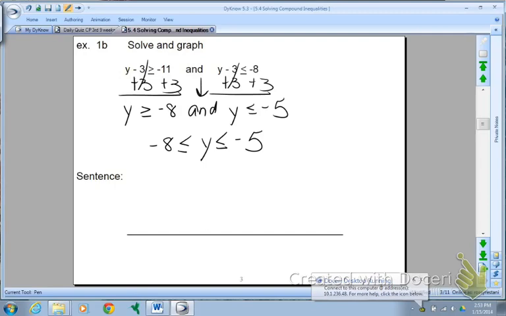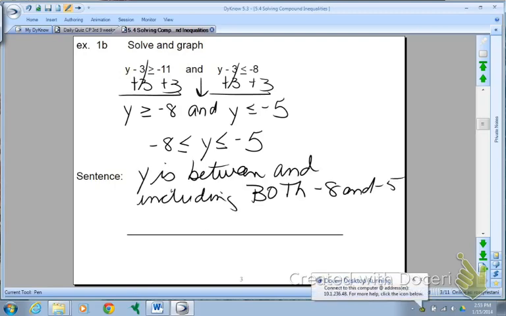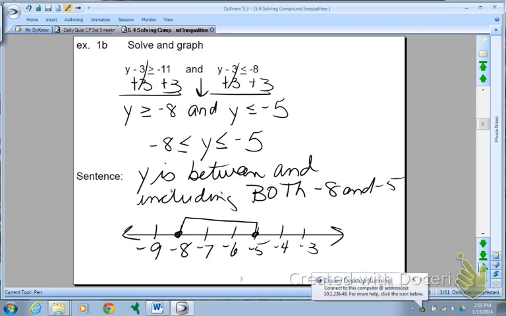Now notice, y is between and including both negative 8 and negative 5. We're including both of them because both of them have the equal sign. Now let's graph it. Okay, so there's the graph.